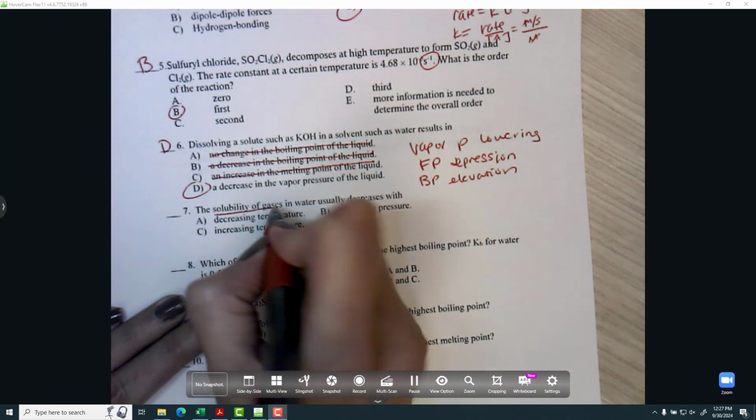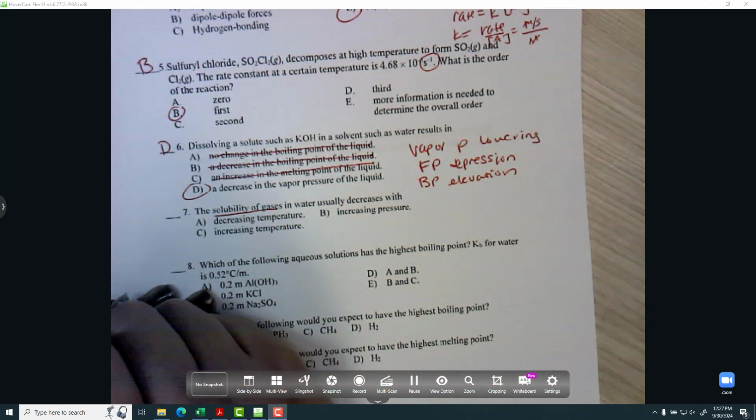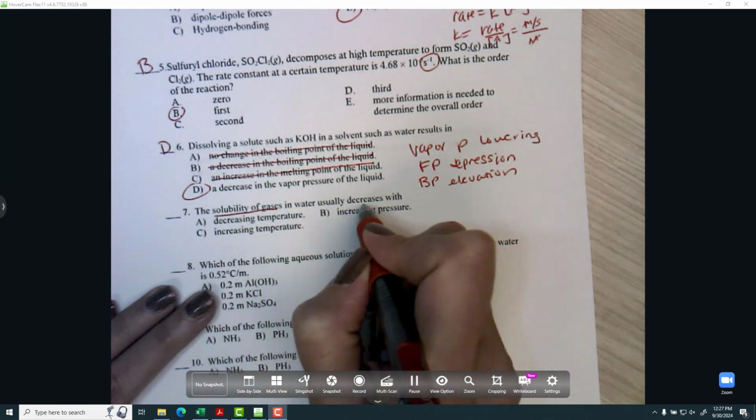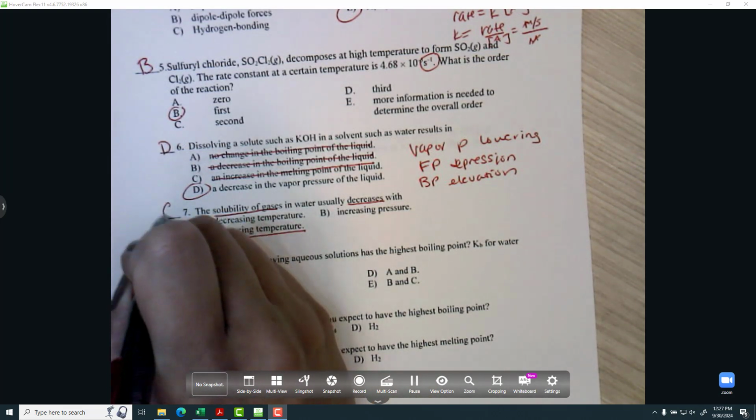For gas solubility, when it decreases, it would decrease when the pressure decreases, which is not an option, or when the temperature increases. Remember, that's opposite of a solid. Increasing temperature decreases the solubility for gases.